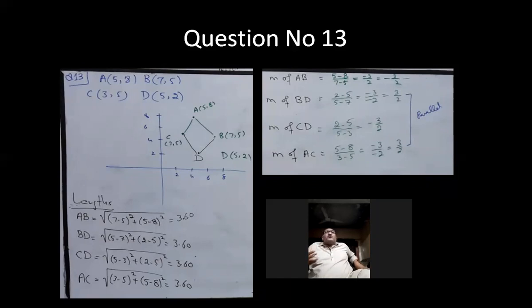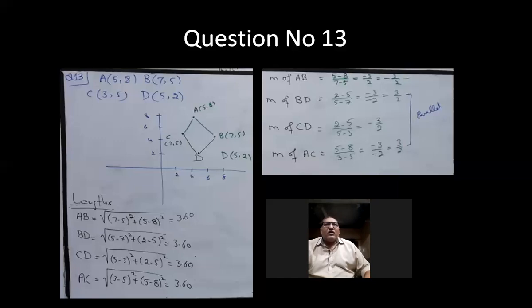Now if you want to prove that these are the vertices of a rhombus, you know the rhombus is a parallelogram and its 4 sides are equal in length. So if you want to prove that this is a rhombus, you will find the length of the 4 sides. I will find the length of the AB, the BD, the CD, and the AC. And when we find these lengths, you will see that they are equal.